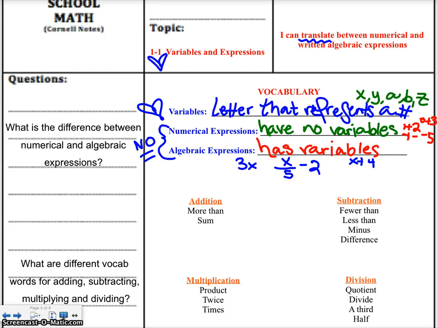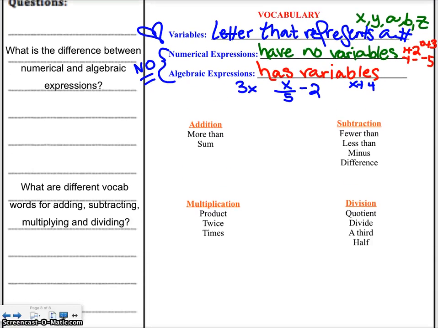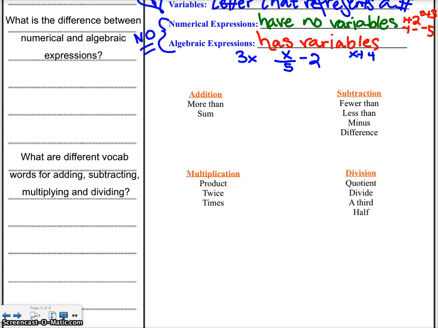This page you're going to want to reference quite a bit, I can almost guarantee it. I see kids utilizing it all the time. Because your learning target is you can translate, which means you must know the vocab words associated with the 4 main operations: adding, subtracting, multiplying, dividing. So you need to know what kind of vocab words are associated with that. Addition, you have more than, you have sum, you have increased by.